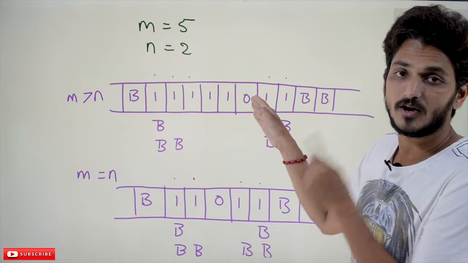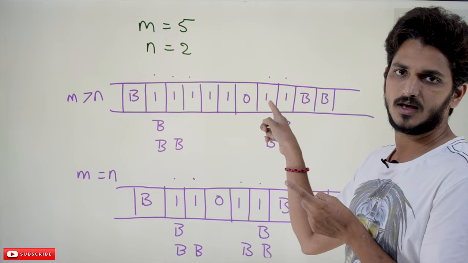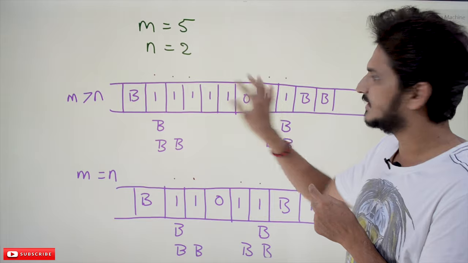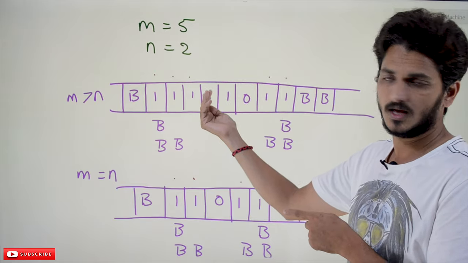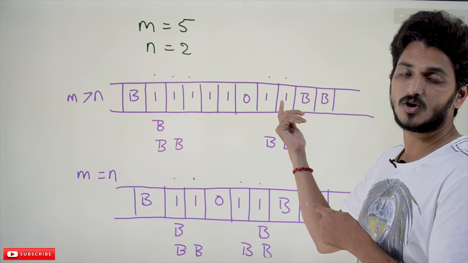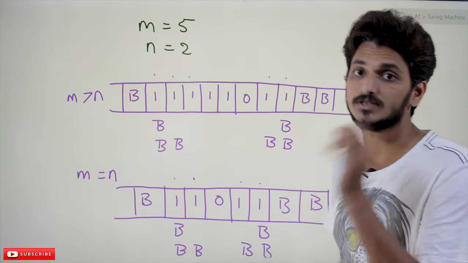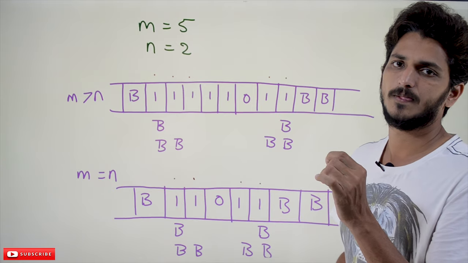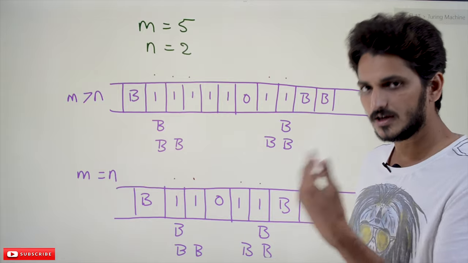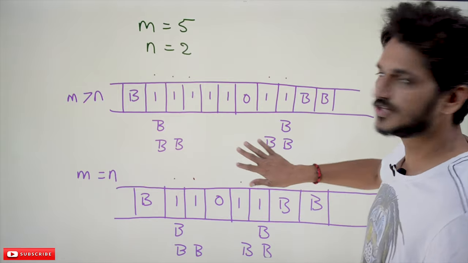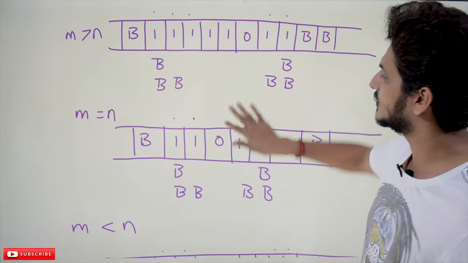On the left, if you find 1, means equivalent 1 has been found here. If you found 0, means this number is big. We already found one extra one on this, but the matching one has not been found on the right hand side, means this number is big. This is the first condition, m greater than n. So now how to write the transition diagram, we will understand after understanding the remaining two conditions also.